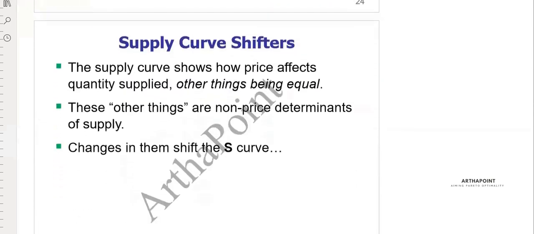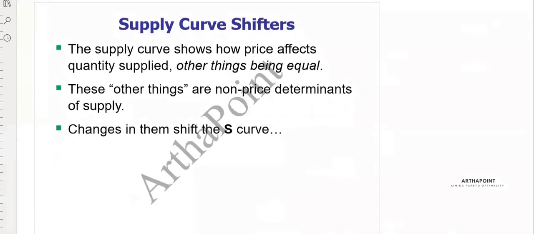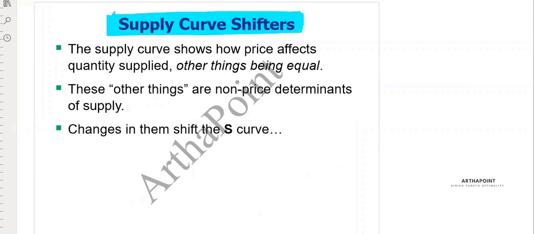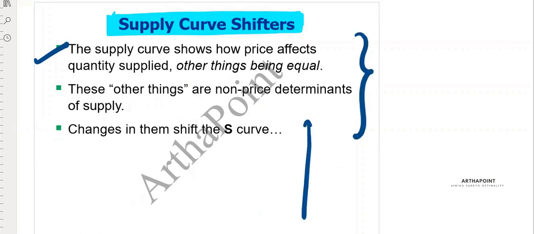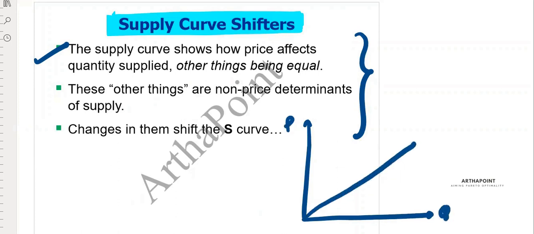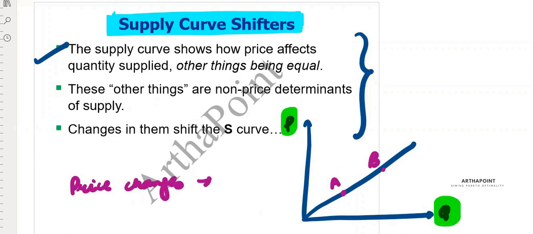Okay. So now we want to understand what is going to shift the supply curve. There are a lot of factors that shift the supply curve. So first of all, make sure that you understand that when we are plotting the supply curve, it is drawn in the PQ domain. So anything that is a change in price or quantity is going to lead to a movement along the supply curve.